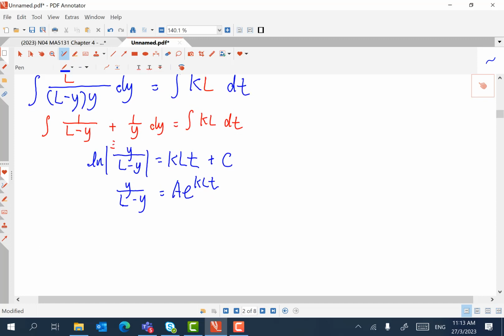And then, you want to make y the subject. Give yourself 30 seconds to fill in this next jump. 30 seconds.